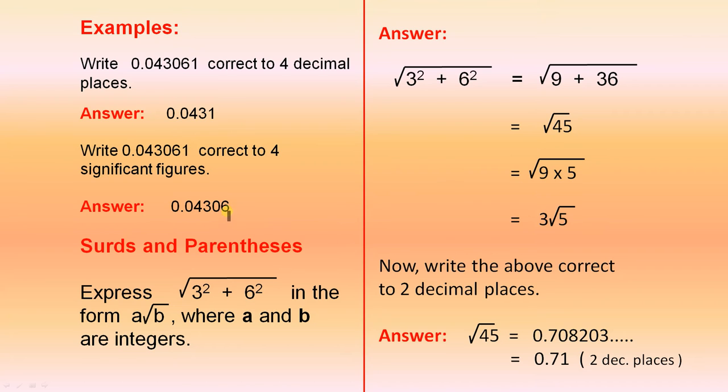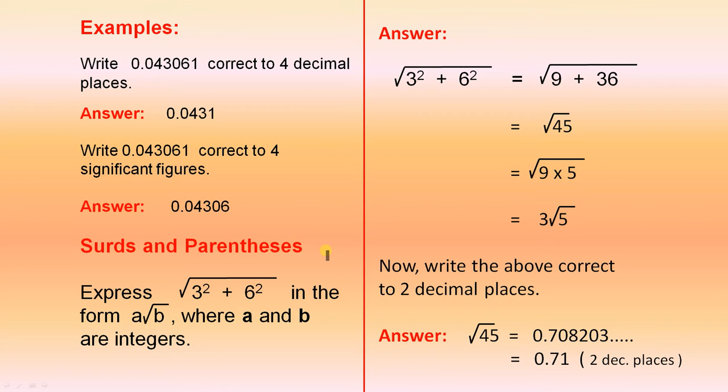Now this remains as a 6 because the digit after it is a 1. Now if that digit there would say 6, 7 or 8, that would become a 7. But it's not, it's only a 1. That's why I've left that as a 6.